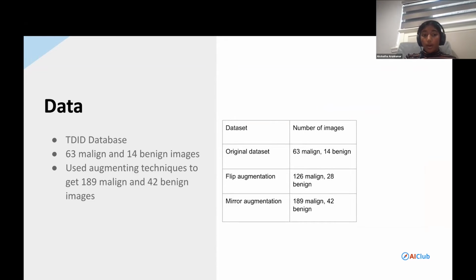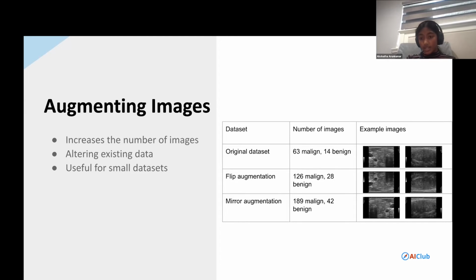A little bit about augmenting techniques is that they're really useful for small datasets, because they can increase the number of images. What it does is technically just alter the existing data. It can rotate, it can flip, it can mirror. Those are just a few examples of what it can do.